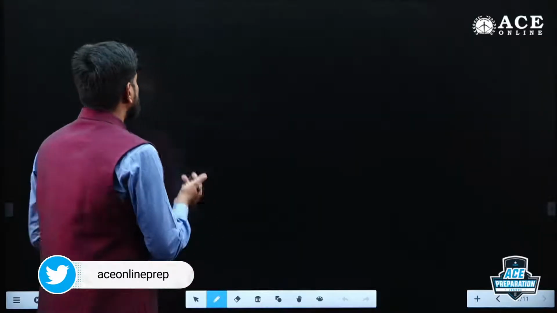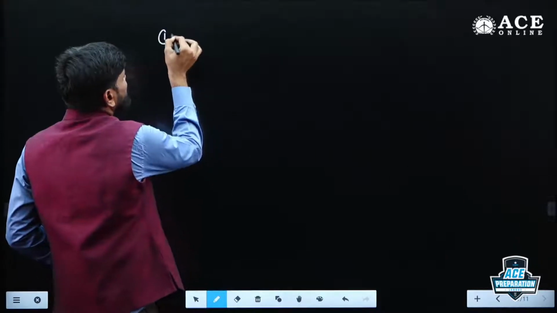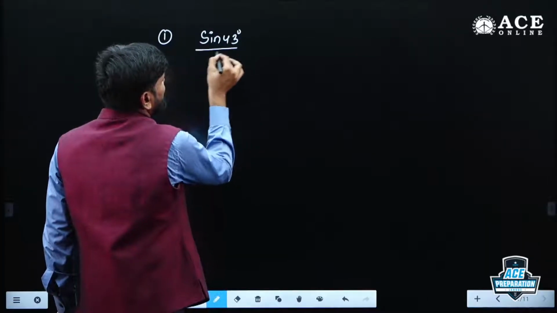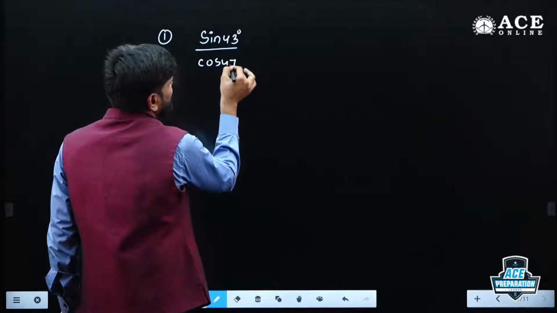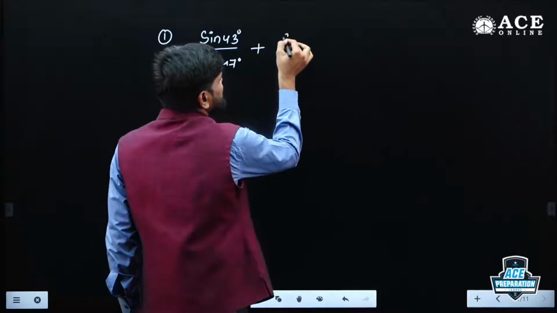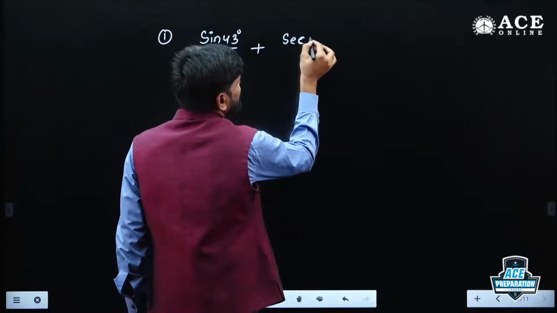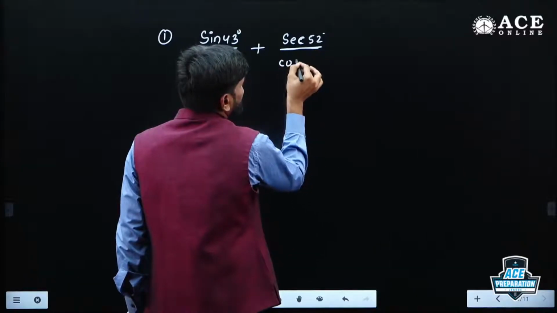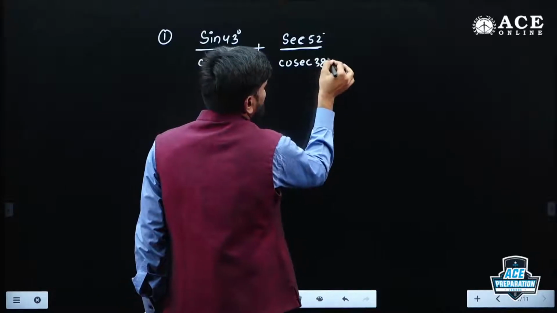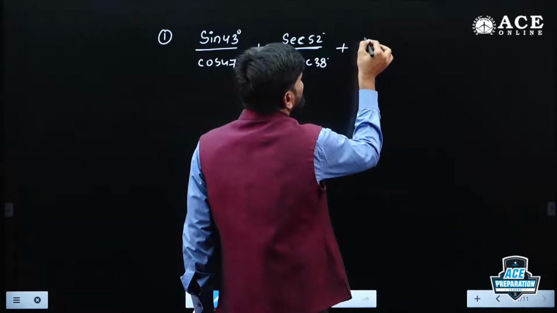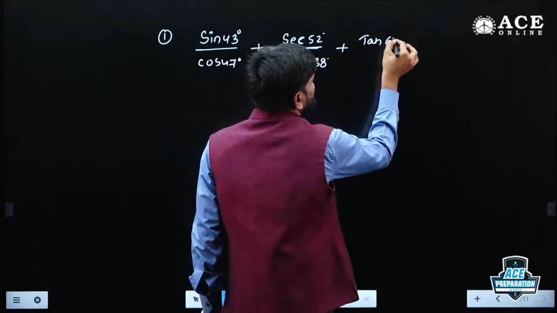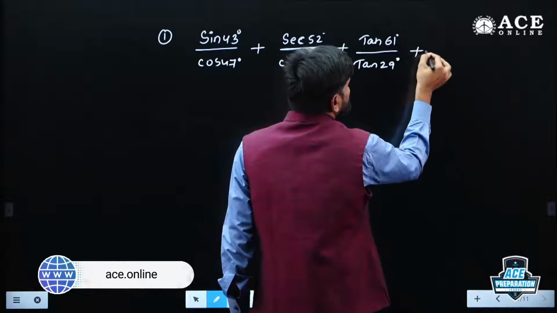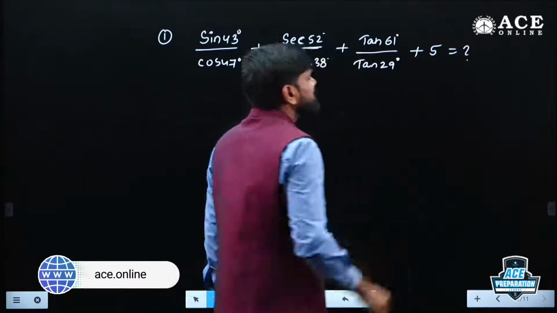Let us see some basic examples here. Suppose you have a problem like this: sin 43 by cos 47 plus sec 52 degrees by cosec 38 degrees plus tan 61 degrees by cot 29 degrees plus 5 is equal to. There was a problem like this.